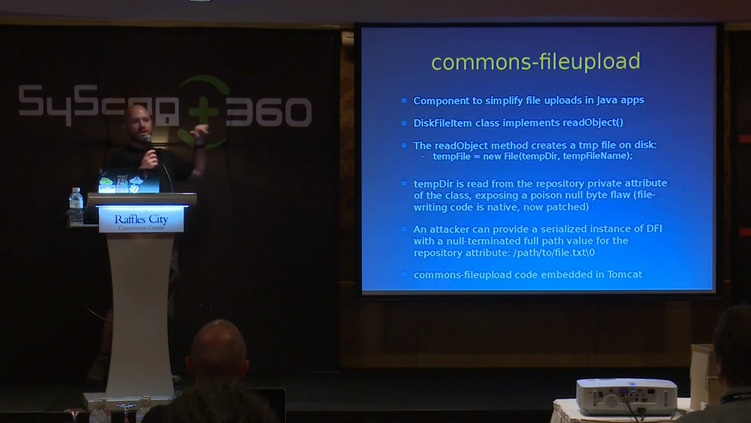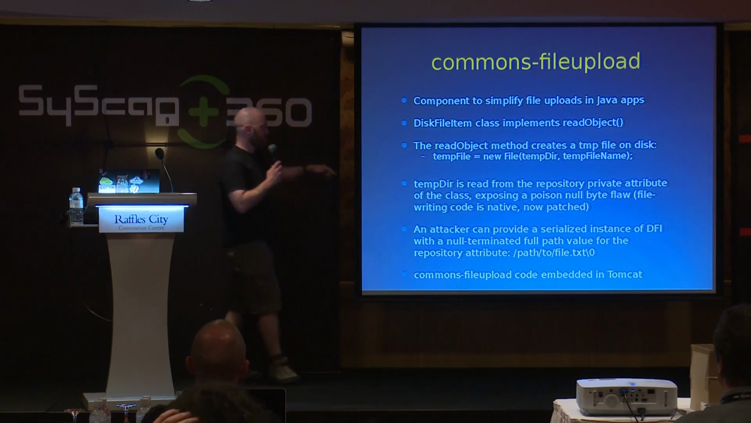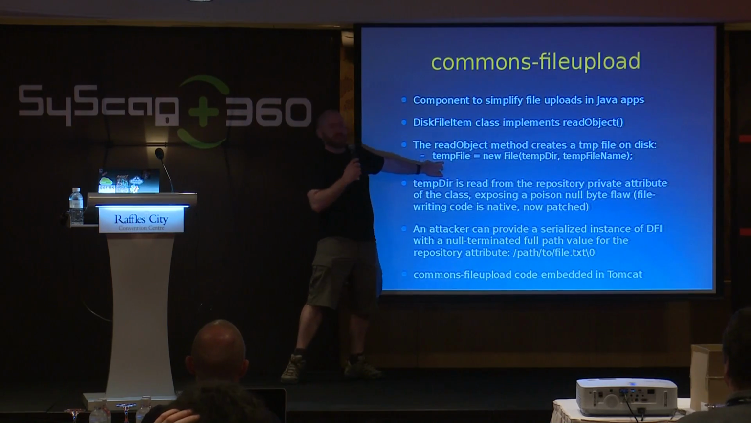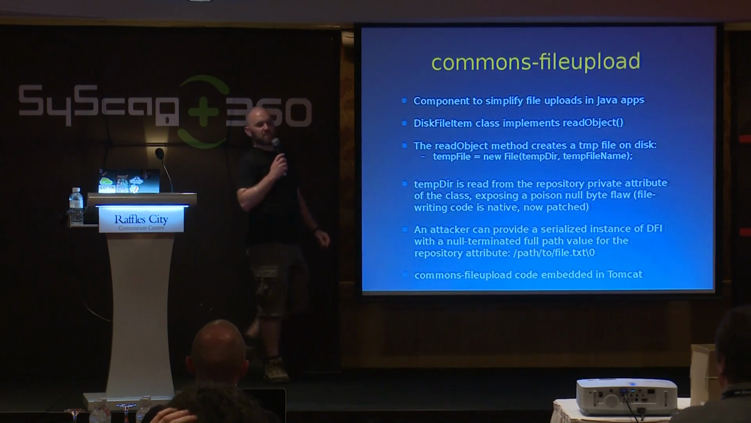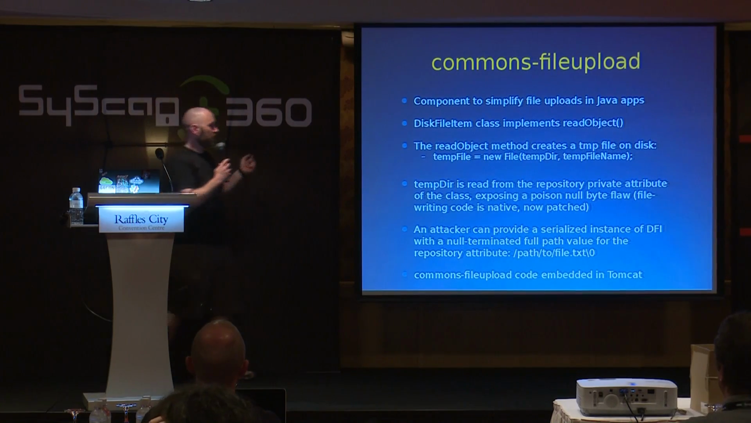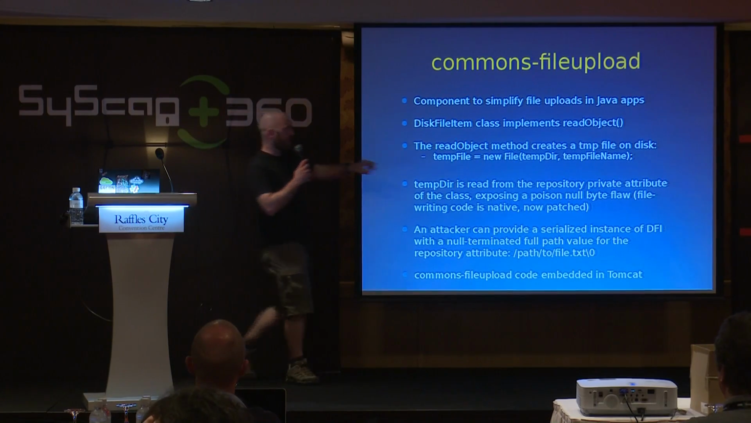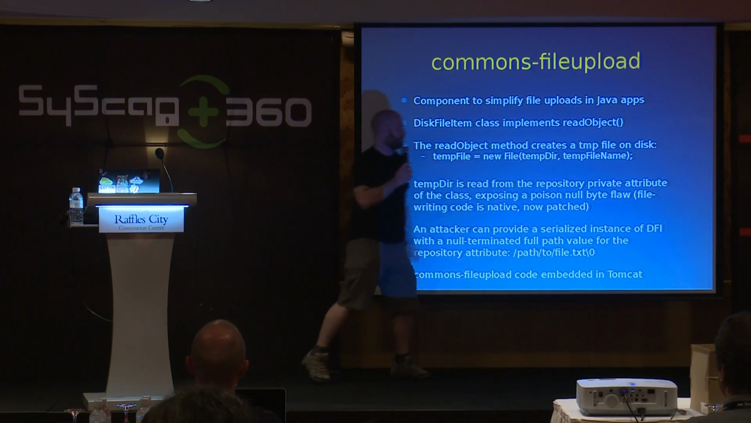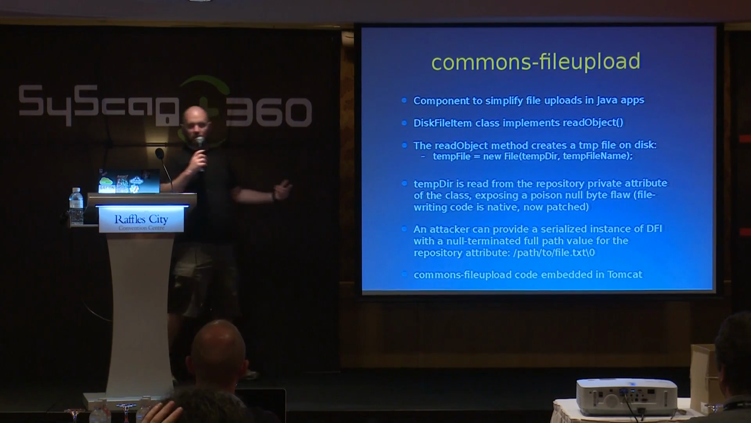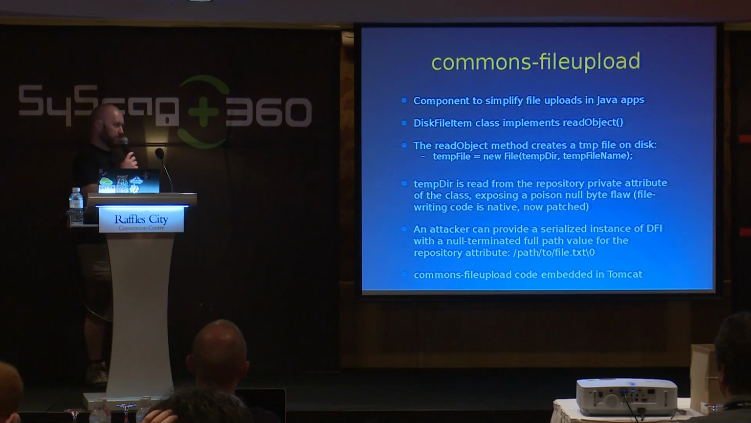So when you deserialize a DiskFileItem, it implements a readObject method, which actually recreates the file on disk. But of course, it doesn't let you specify the absolute path to that file. That would be completely insecure. A private member of the class, a private variable in the class, specifies the tempdir, but then the temp file name is generated by code at deserialization time, so the attacker can't provide it.